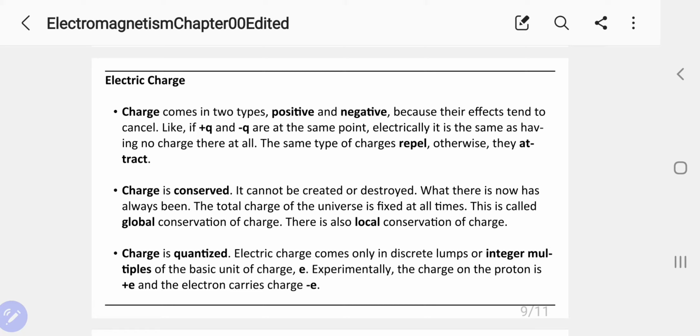Charge is quantized. Electric charge comes only in discrete lumps, or integer multiples of a basic unit of charge, e. So an electron has charge negative e, and a proton has a charge of positive e. That's why when you have a hydrogen atom, which has a nucleus of a proton and an electron revolving around it, the total charge of that atom is 0.